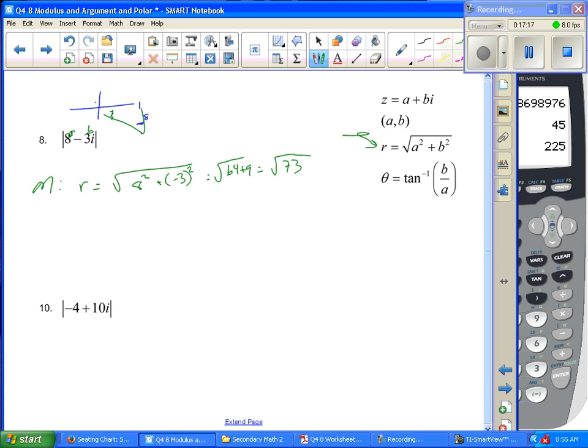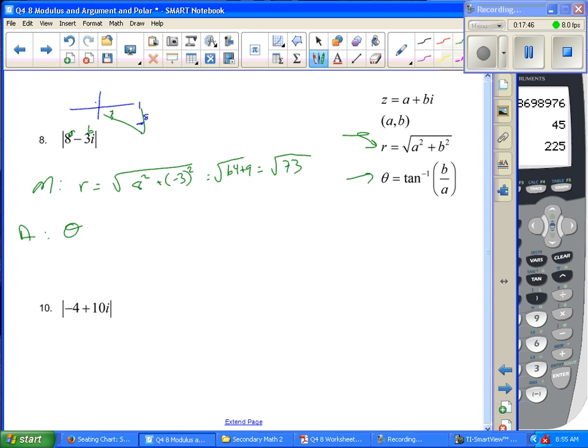Now, to get my argument, I'm going to say A for argument. I have to start with this formula right here to find theta, and then after I get theta, I know that on the calculator, inverse tangent will only give me an answer between negative 90 and positive 90. I know I need an answer between 270 and 360. So after I get the answer from the calculator, I'm going to have to add or subtract something to it to get it into the quadrant I need.